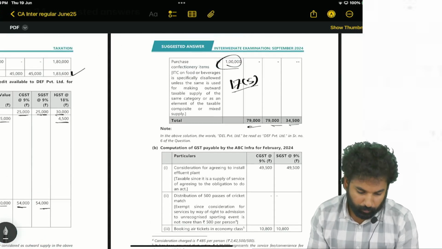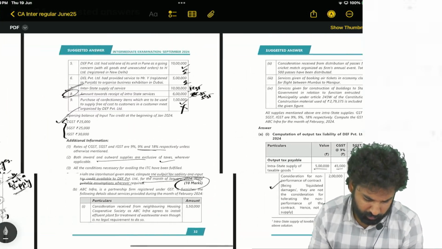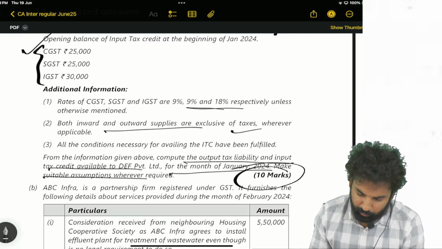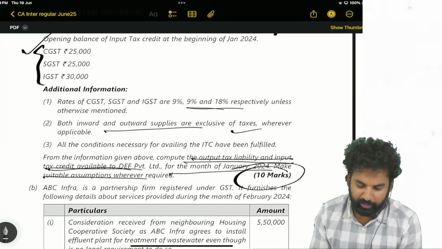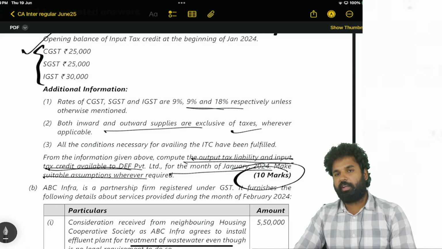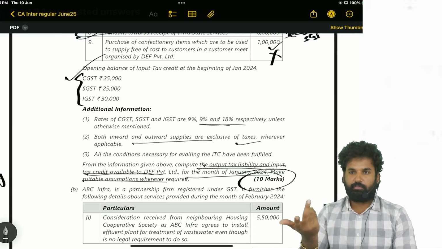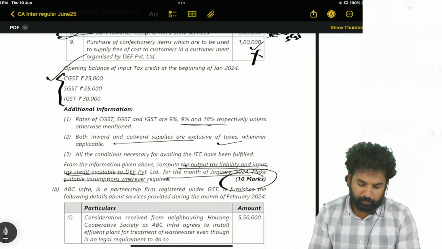Sorry, he has not asked for this. What is the question here? Compute the output tax liability and input tax credit available. They are not asking for the amount of payment, GST payable, net GST liability, or the amount payable in cash. They are just asking for output tax liability and input tax credit. Enough. Next, now comes the B question.